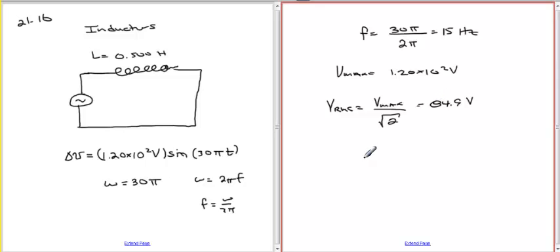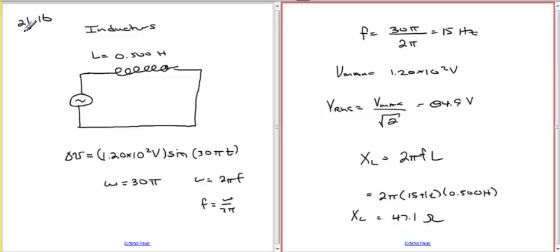The inductive reactance. The inductive reactance is just equal to 2 pi f times L. So we know f is 15 hertz, we know L is 0.500 henries, and so the inductive reactance is 2 times pi times 15 times 0.5. So we get X sub L equal to 47.1 ohms. We always have ohms for reactance.